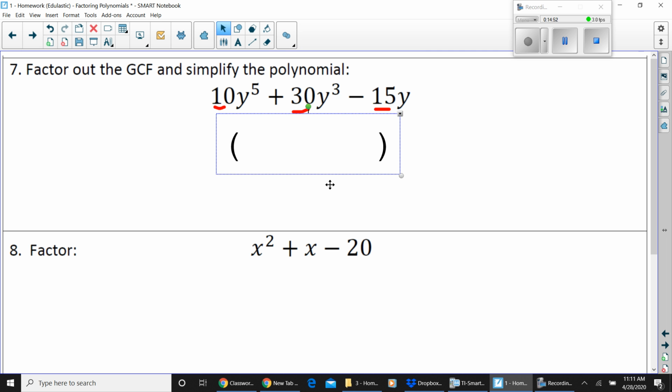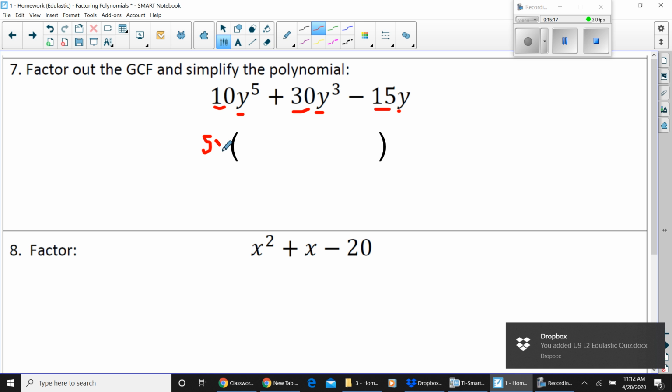Okay, so the greatest common factor of 10, 30 and 15. You would say 10. No, 10 doesn't go into 15. So 5. And I'm going to leave a little space because I noticed that all of the terms have y in it. So that means y to the fifth, y to the third, and y. So the greatest common factor of those three is y.